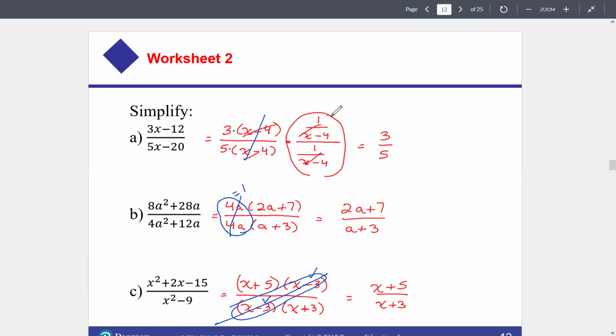So this step that I did here is a necessary step. It's essentially what we're doing to divide away that common factor. But once again, we can just cancel it out. These would be the simplified forms. So 3x minus 12 over 5x minus 20 is the same as just 3 over 5. 8a squared plus 28a over 4a squared plus 12a simplifies into 2a plus 7 over a plus 3, and x squared plus 2x minus 15 over x squared minus 9 simplifies into x plus 5 over x plus 3.